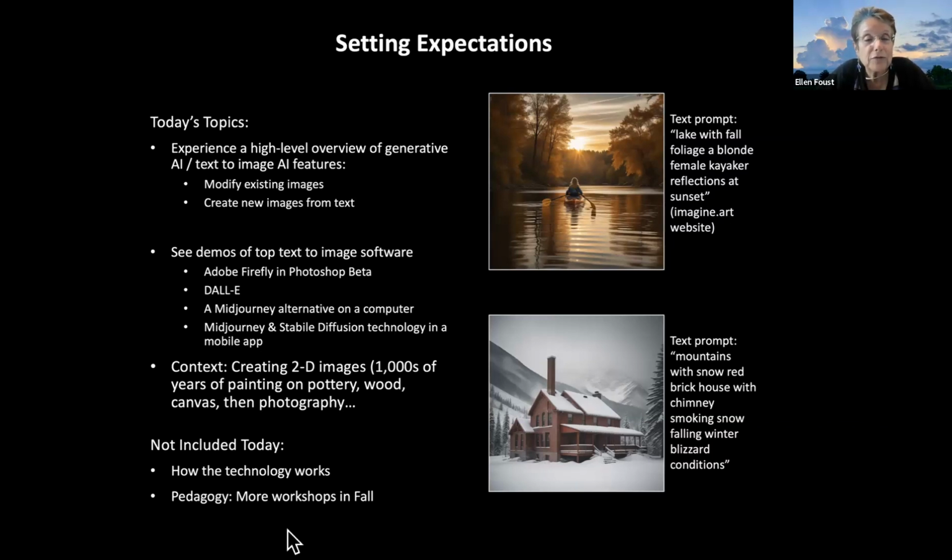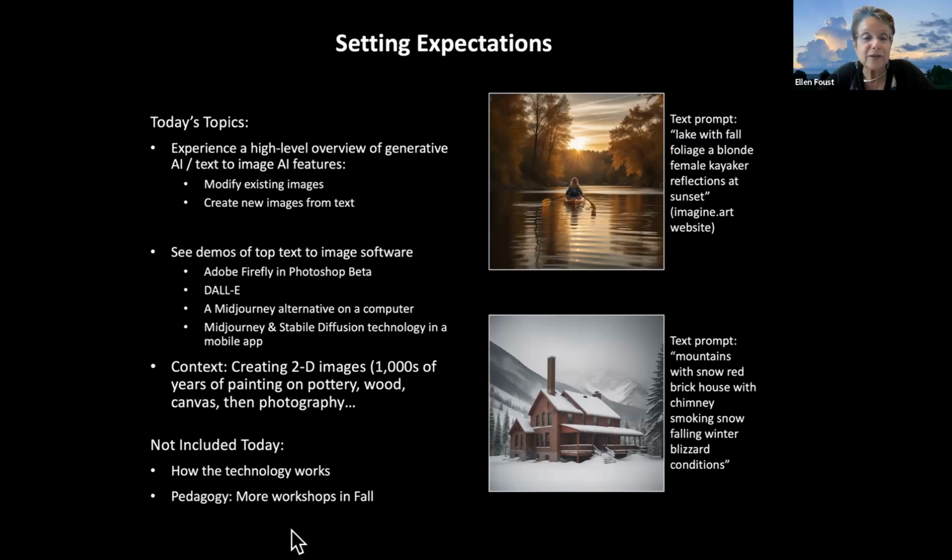So I'm going to show you demos of the top text-to-image software. You're going to look at Adobe Firefly technology inside the Photoshop beta, the DALL-E technology, and Midjourney is one of the big names in text-to-image AI. We're not looking at Midjourney. It's very complicated software, but we'll look at an alternative to Midjourney, and I found it by typing Midjourney alternative, so that's how I'm presenting it to you. And then we're going to look at another big name in this field, Stable Diffusion technology, in a mobile app. So I will be sharing my iPhone, hopefully without technical difficulties.